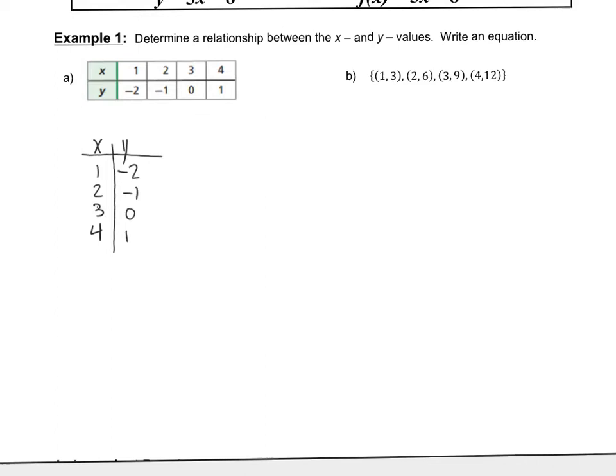So some of you guys may see the pattern. You may immediately look at it and go, oh, how did I get from 1 to negative 2? I minus 3. And that's the same thing as from 2 to negative 1, and from 3 to 0, and from 4 to 1. If you figured that out by looking at it, then you know your y value is going to be whatever x is minus 3. However, not everybody could see it that way.